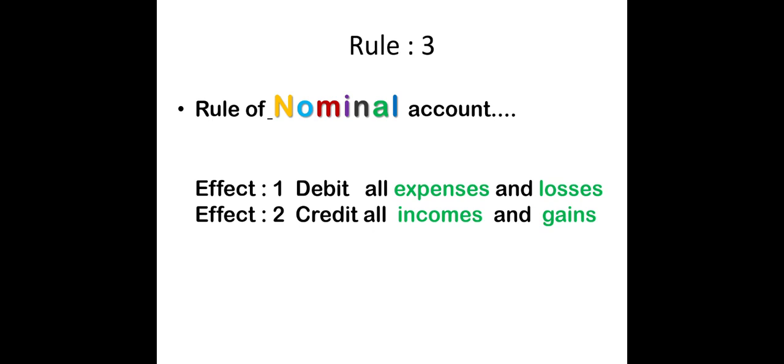Okay, so students, there are many expenses in the business, there are many incomes in the business. Clear, when you pay expenses or receive income, you have to record those expenses and those incomes. Just like that, suppose when you buy assets, you record it, isn't it? When you sell your assets, you record it. Just like that, we have to record all expenses and incomes of the business. So in this video, we will learn how to use rule number three, the rule of nominal account.